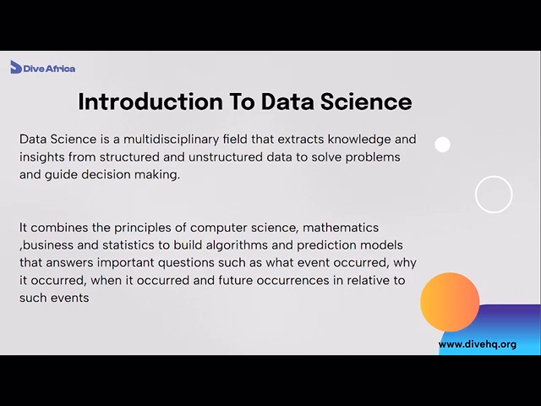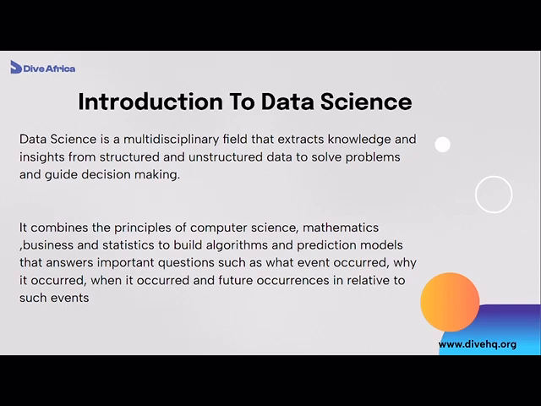Data science is a multidisciplinary field that extracts knowledge and insights from structured and unstructured data to solve problems and guide decision making. Let's break that down. Multidisciplinary field. Data science is applicable to any and every industry that you can think about. I think I said it in a few of our previous videos. You hear me say that a lot. Data science is applicable in every field.